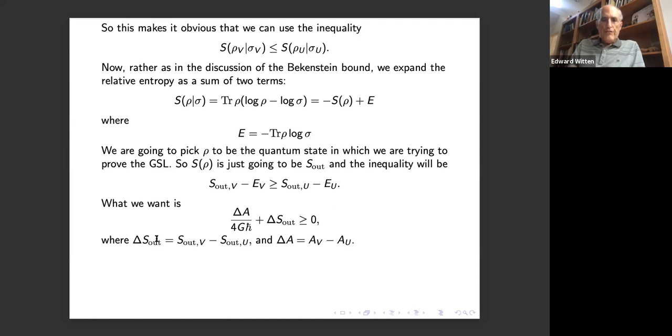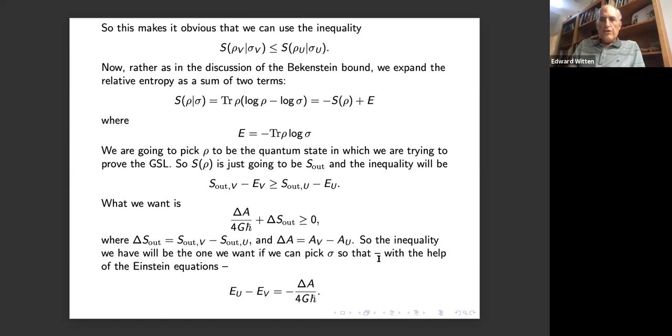Now, if I let delta S out be S out at V minus S out at U, and likewise delta A be area at V minus area at U, the inequality we want is that delta A over 4G H bar plus delta S out is non-negative. And you can see that the inequality we have, this one, will be the one we want if we can pick sigma so that with the help of the Einstein equations, the change in E will be minus the change in the area over 4G H bar. If there is any state sigma such that this is true, then this inequality will become the generalized second law. To let the cat a little bit out of the bag, if we're discussing a Schwarzschild black hole, the sigma for which this is true is what's called the Hartle-Hawking state.